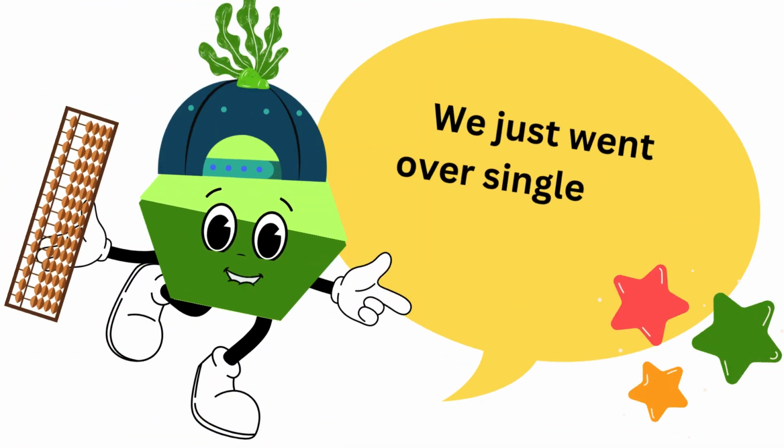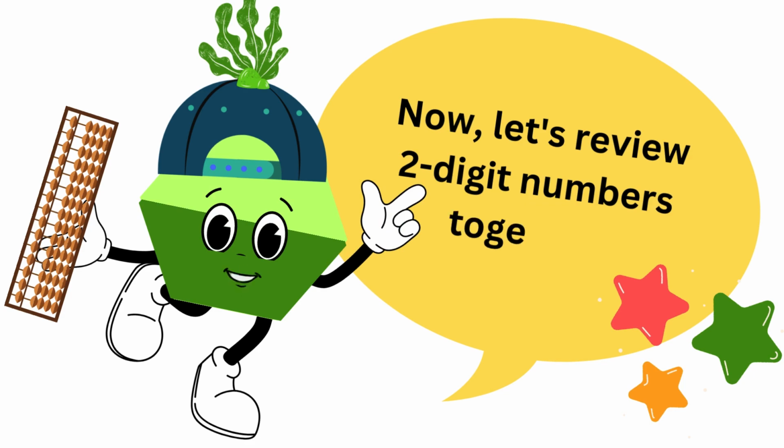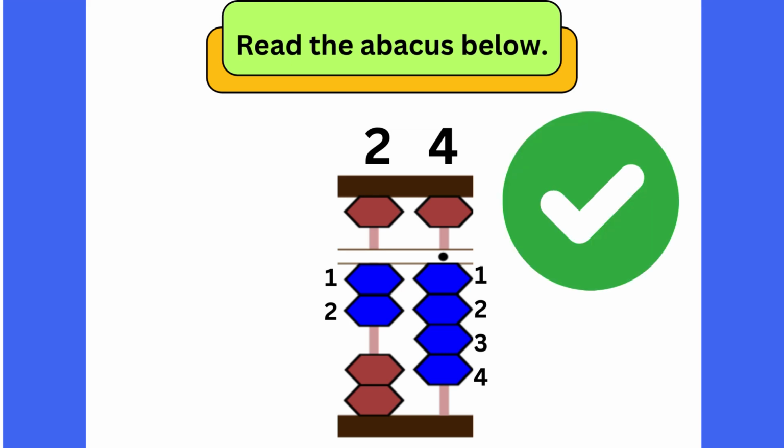We just went over single-digit numbers. Now, let's review 2-digit numbers together. Read the abacus below. There are 2 lower beads attached to the bar in the tens column and 4 lower beads in the ones column attached to the bar. So, the abacus represents the number 24.